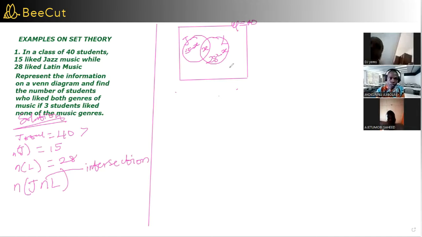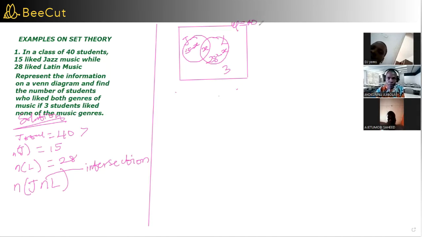So the 3 that I just included that did not like any, like none, is going to be here, not in any of the genres. It's not in the jazz and it's not in the Latin, because the 3 didn't like any. So what I'm going to do now is find my x. How do I find my x?